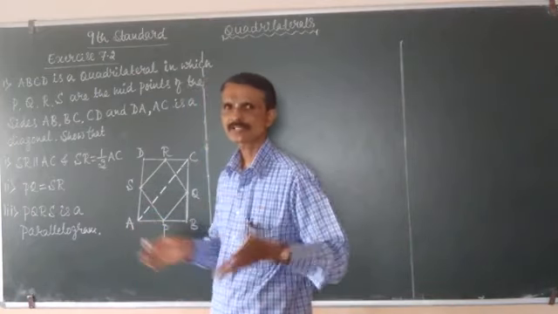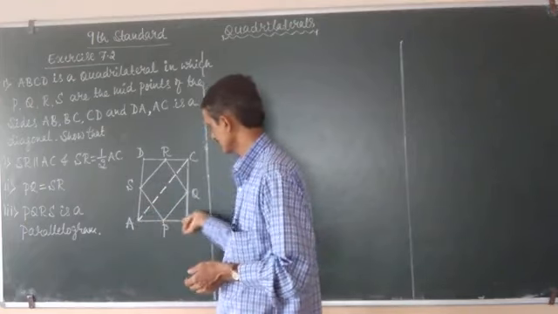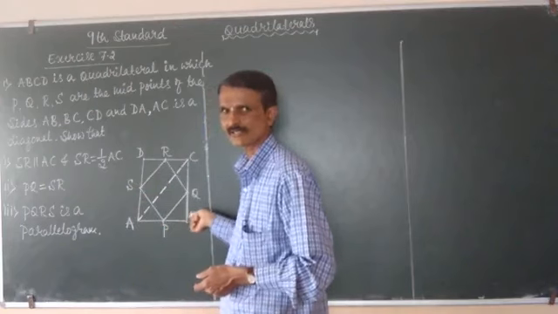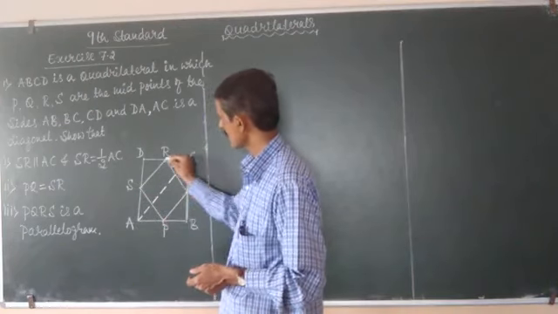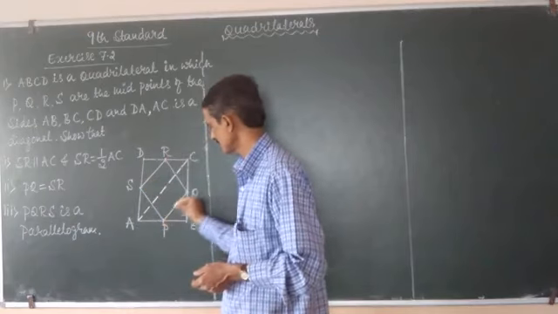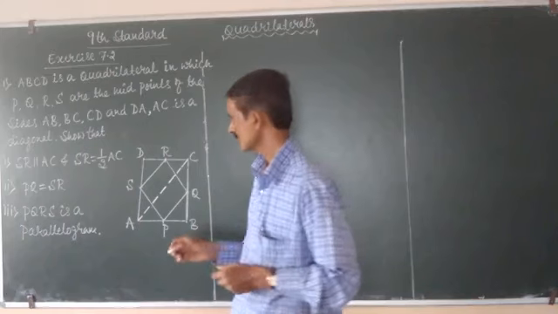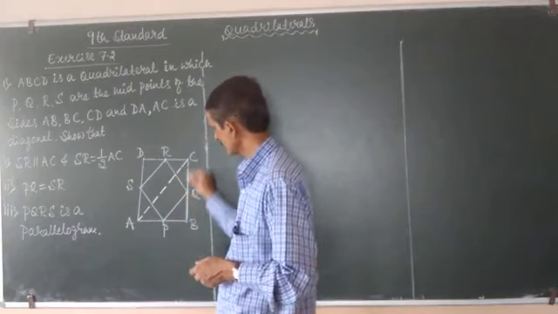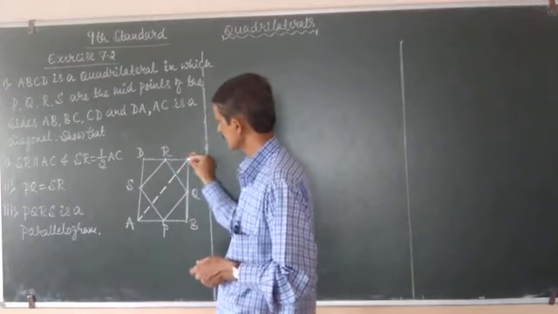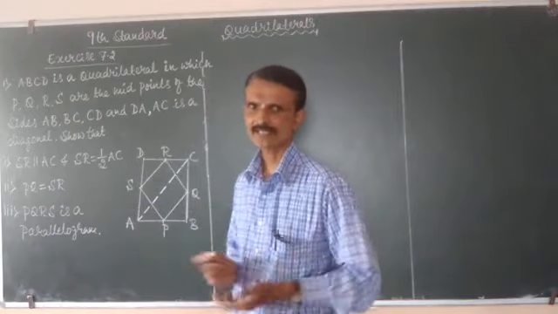So try to understand the problem. In the given figure ABCD, P is the midpoint of AB, Q is the midpoint of BC, R is the midpoint of CD, and S is the midpoint of DA.